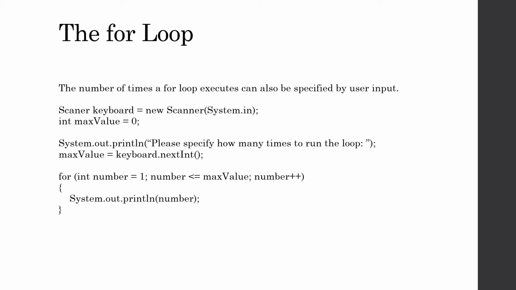But one of the things that we could go ahead and do is maybe set up a scanner object. So we'll have that read from keyboard input. We've got our scanner keyboard equal to a new scanner object that's reading from System.in. We then go ahead and set up an int variable that we call maxValue. This will initially be set to 0, but that's just going to be a dummy value since we're going to let the user change that to something else that they want to use.